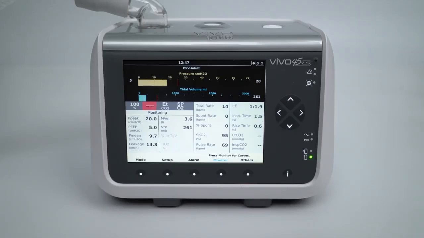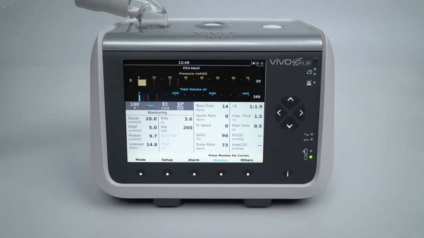An icon illustrating the humidifier setting and circuit temperature will be displayed when the integrated humidifier and heated circuit is attached and in use. The remaining icons displayed will match the sensors attached to the Vivo 45LS, which will include the PTC-CO2 and tidal CO2, SpO2, and FiO2.